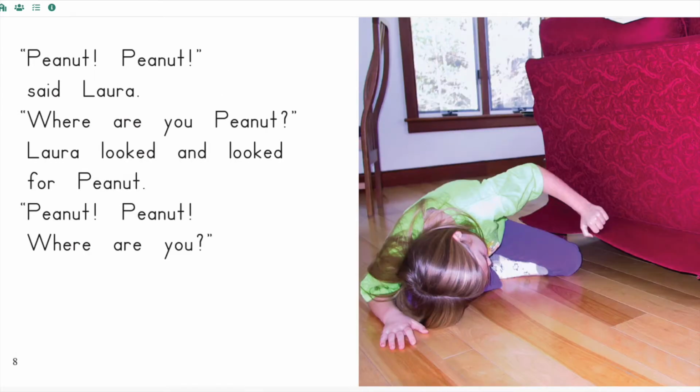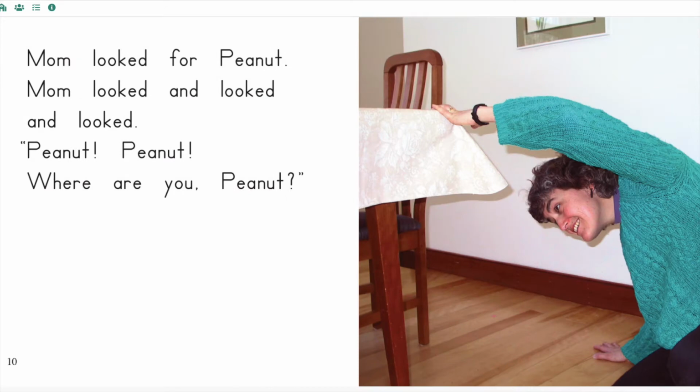Where is Laura looking? Yes, she's looking under the couch. Now, where is Mom looking? Yeah, Mom looked under the table. Did they find him yet? Find her yet? Not yet.